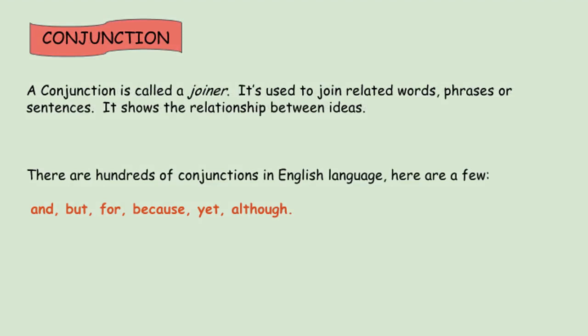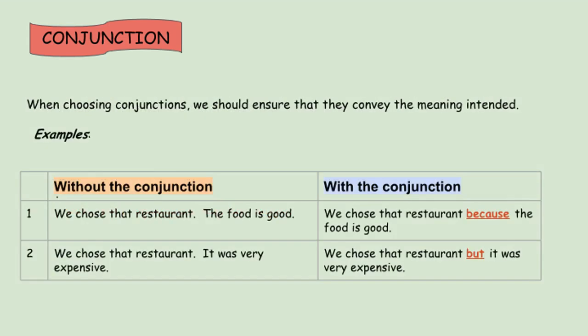Conjunction. A conjunction is called a joiner. It's used to join related words, phrases, or sentences. It shows the relationship between ideas. There are hundreds of conjunctions in the English language. Here are a few. And, but, for, because, yet, although. When choosing conjunctions, we should ensure that they convey the meaning intended.